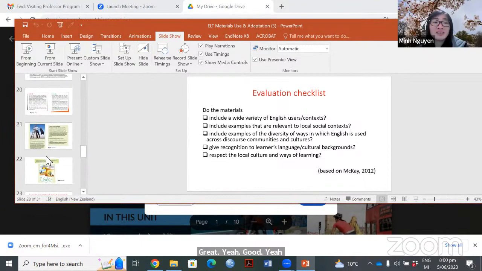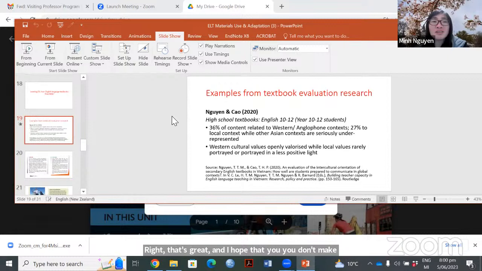Right, that's great. And I hope that you can avoid the mistake that is found in Vietnamese English language textbooks, for example. You can see that kind of focus on Western context, but very little emphasis on other Asian contexts. Yeah, so if you think about Indonesia, I think it's quite similar to Vietnam, right?